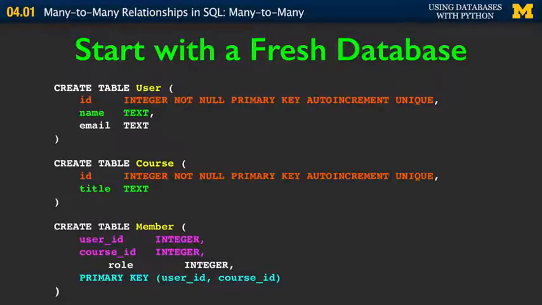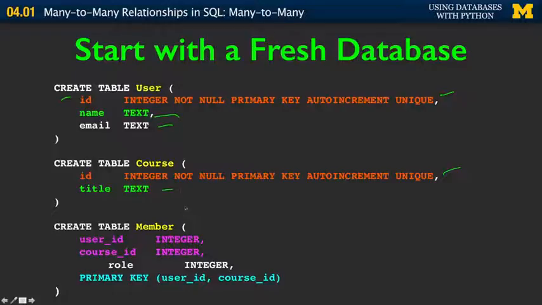And so here we're going to run some databases. I'm going to start with a fresh database. I'm going to make a user table. The main difference is I'm going to give the primary key for the users. I'm going to make a course table, and this is our standard primary key stuff. I'm going to have a name and email for the users and a title for the courses.